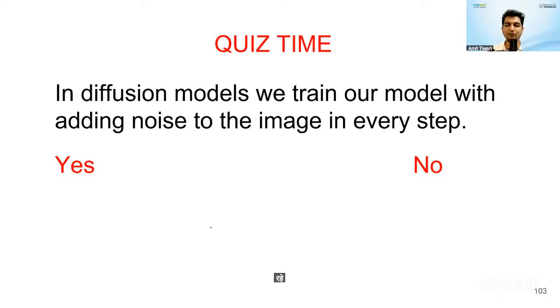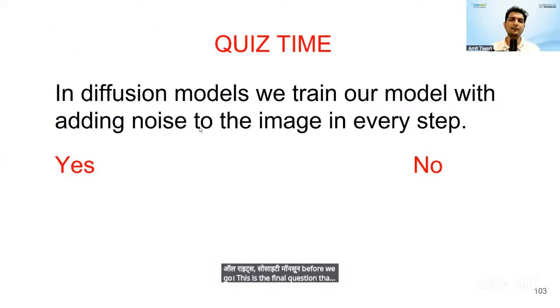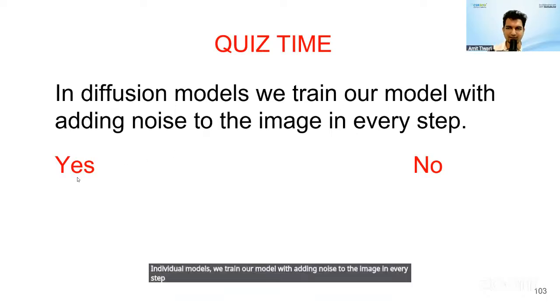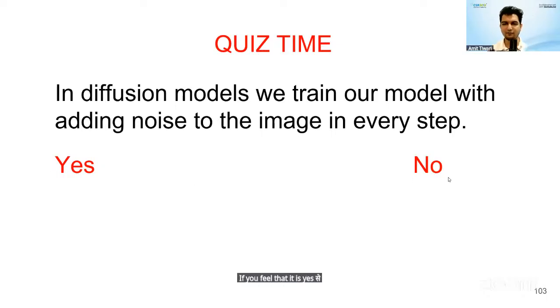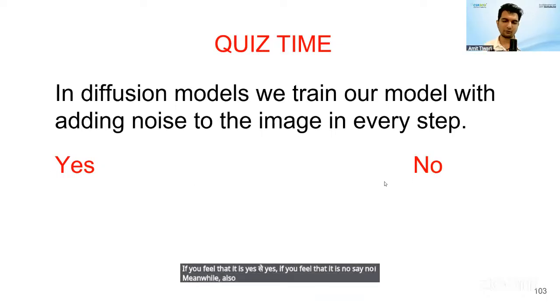All right, so we talked about a lot of things. We talked about image generation, we talked about text generation, we talked about transformers, and we talked about large language models. We talked a lot about how all these models generate text and images. And before we go, this is the final question that I have in the chat box for you. In a diffusion model, we train our model by adding noise to the image in every step. If you feel that it is yes, say yes. If you feel that it is no, say no. Meanwhile, also ask your questions in the chat box so that I can reply to them.